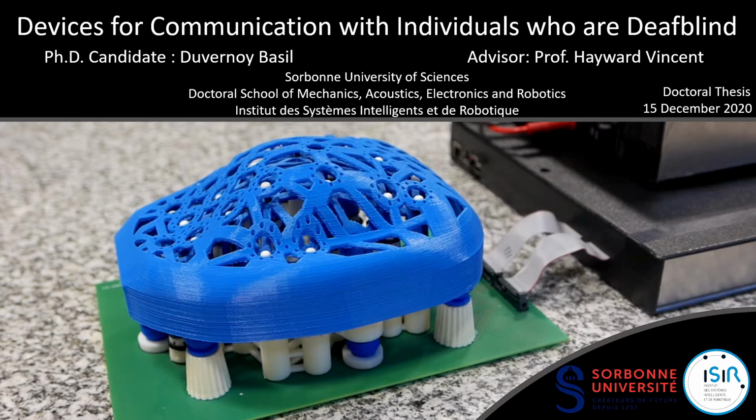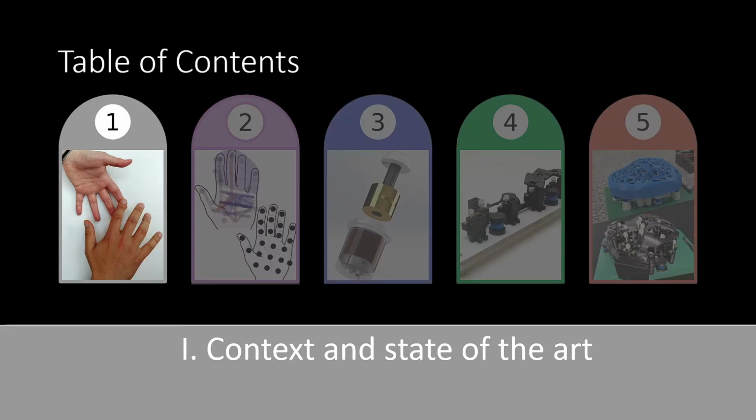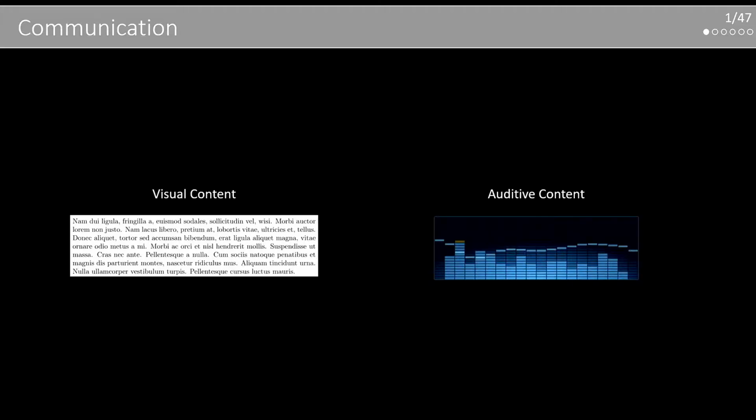So let's go. I'll present you today my Ph.D. Thesis titled "Devices for Communication with Individuals Who Are Deafblind." And in order to explain this project well, I will divide my presentation into 5 different chapters, and I will start with the standard and classic context and state of the art.